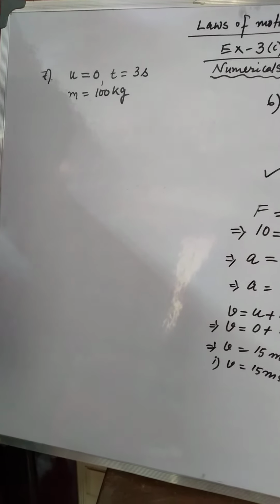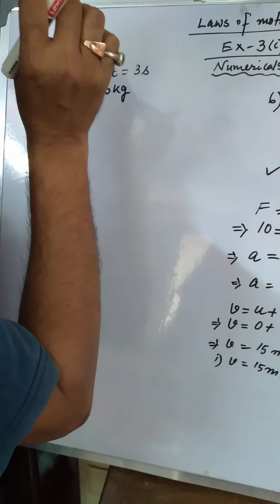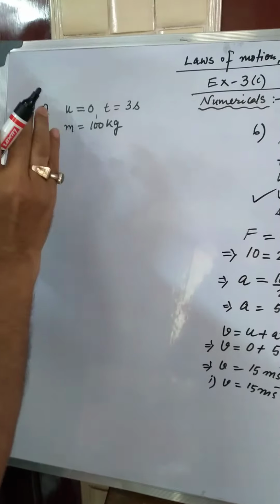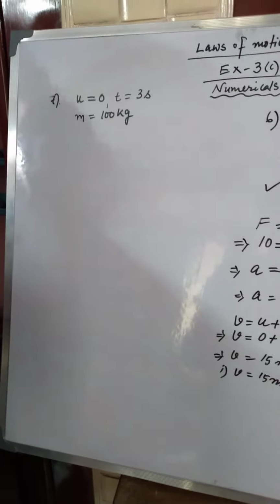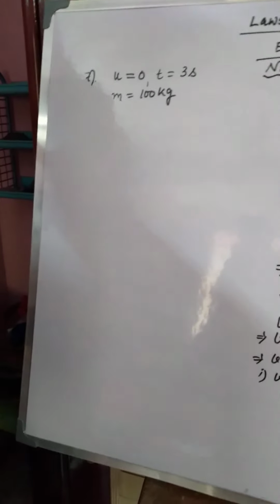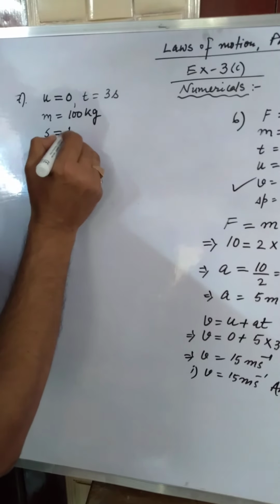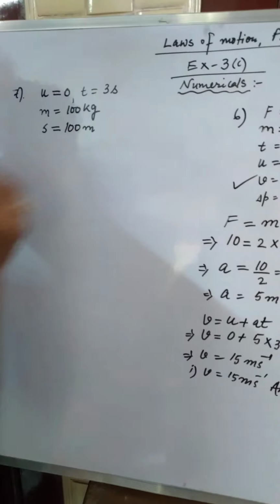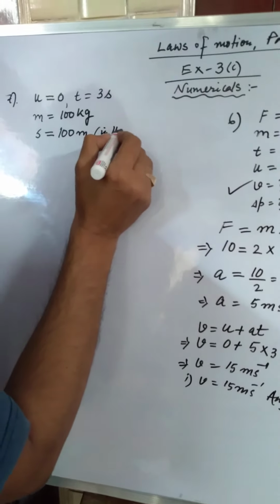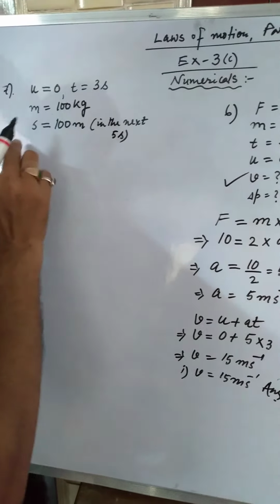And after that, the force ceases to act. That means whenever the external force is applied on the body, it acts for the 3 seconds, and then the force ceases to act. And due to the application of the force, the body moves through a distance, s, that is 100 meter, in the next 5 seconds.